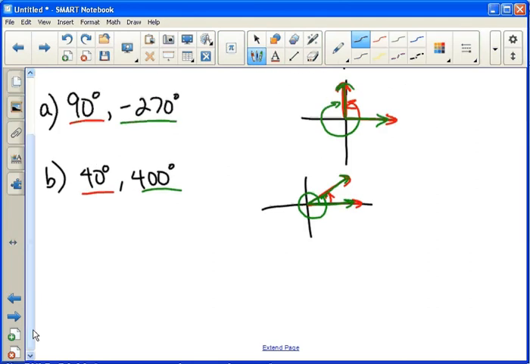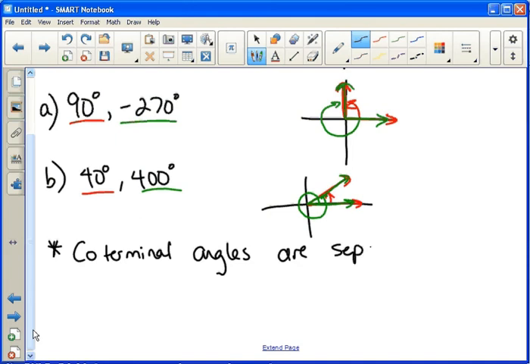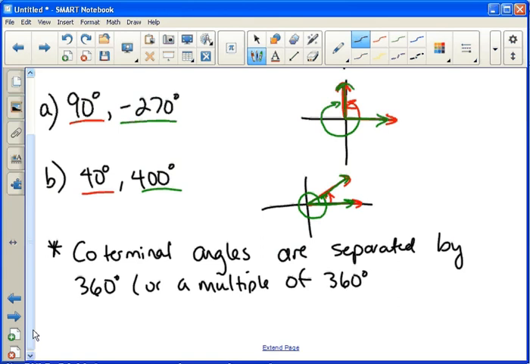I'm going to write that out for us. Coterminal angles are separated by 360 degrees or a multiple of 360 degrees. Because you could add 360 twice, which is adding 720, and those would still be coterminal. So any multiple of 360 would also work just fine.